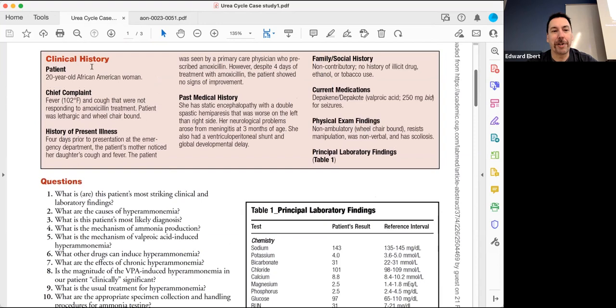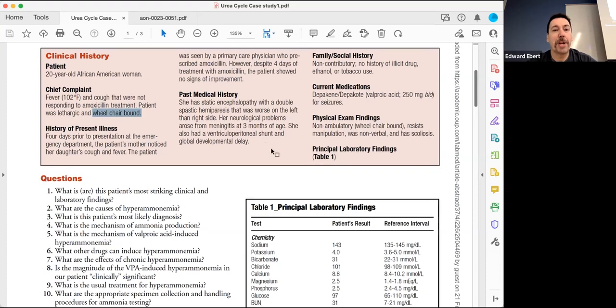Here's what we have. We've got a 20-year-old woman with a fever and a cough that aren't responding to amoxicillin. The patient is lethargic and wheelchair bound, and that's an easy thing to miss in here. It's like, oh, wait, the patient's in a wheelchair. We can look at the past medical history: static encephalopathy with a double spastic hemiparesis. You're like, oh, we might need to look up what that is. But there's a history of seizures and neurological issues that resulted from meningitis.